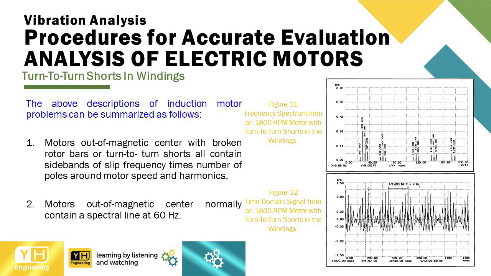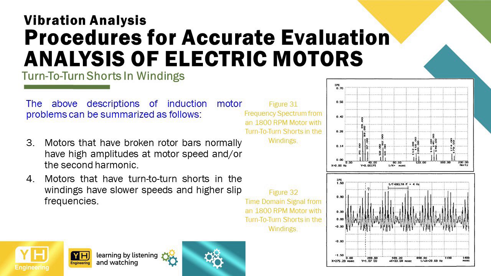The above descriptions of induction motor problems can be summarized into 4 points as follows. Number 1, motors out of magnetic center, with broken rotor bars or turn-to-turn shorts, all contain sidebands of slip frequency times number of poles around motor speed and harmonics. Number 2, motors out of magnetic center normally contain a spectral line at 60 Hz. Number 3, motors that have broken rotor bars normally have high amplitudes at motor speed and/or the second harmonic. And number 4, motors that have turn-to-turn shorts in the windings have slower speeds and higher slip frequencies.